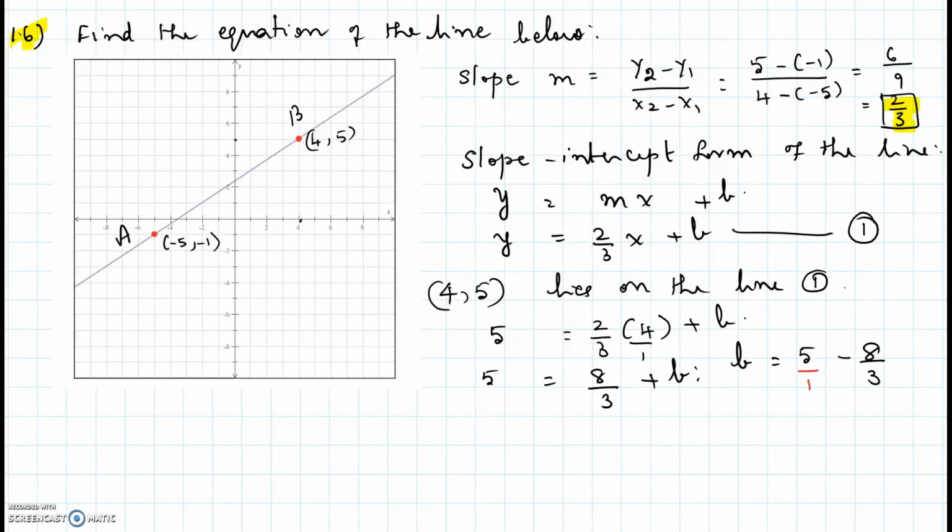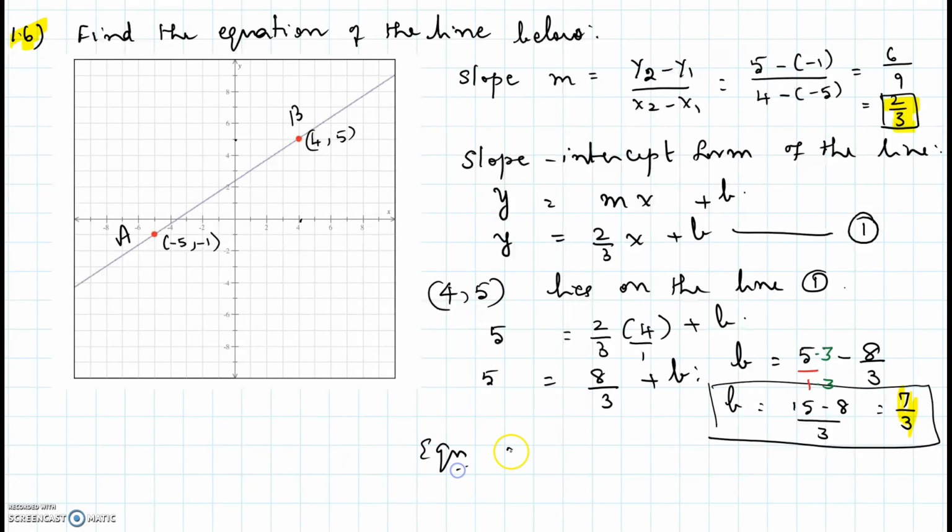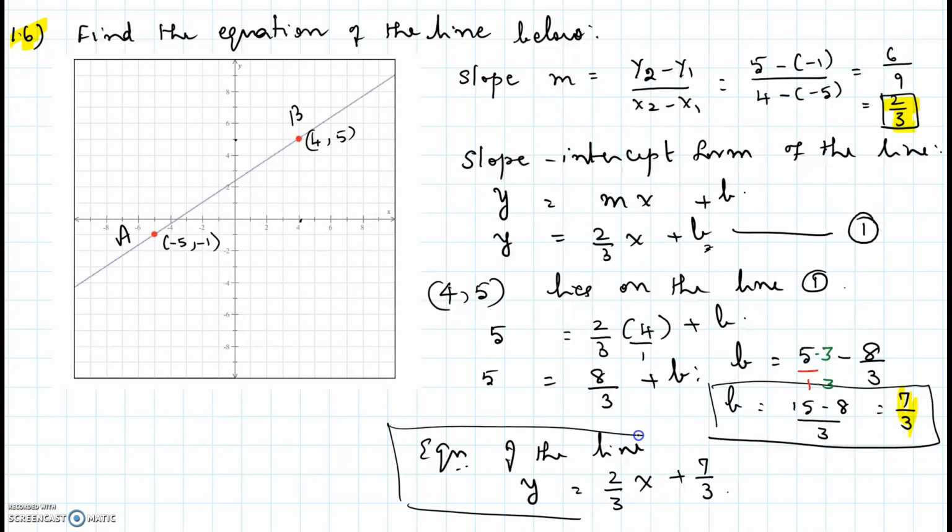Now we have to adjust the denominators, so it will be times 3 over 3. So you get b equals 15 minus 8 over 3, or it is 7/3. So the y-intercept is 7/3 and the slope is 2/3. If we now write down the equation of the line in the slope-intercept form, y equals mx plus b, so it is 2/3 x plus b, but b equals 7/3. So that is the equation of the line.